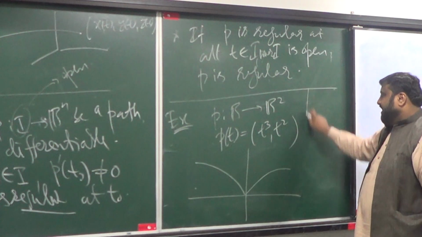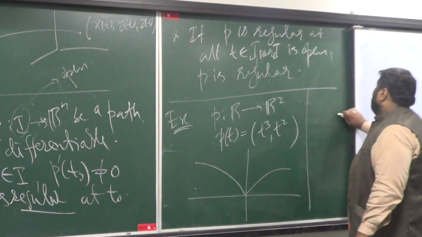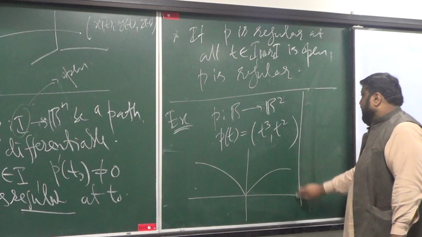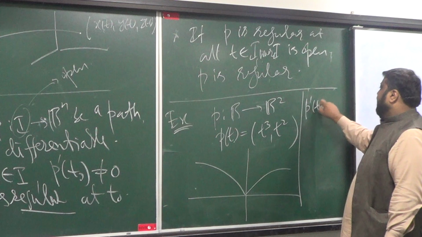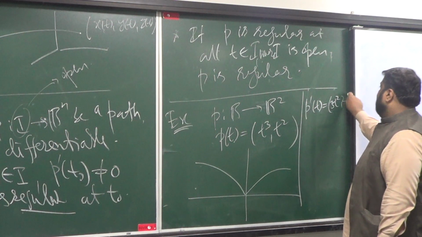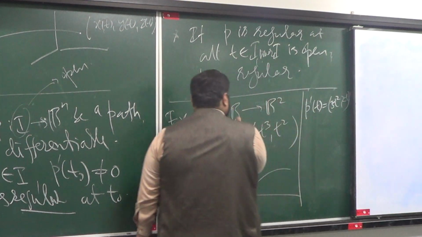So let's see how the origin behaves. So what would be P prime of t? P prime of t is going to be (3t squared, 2t). Okay, and so the domain is the entire R.